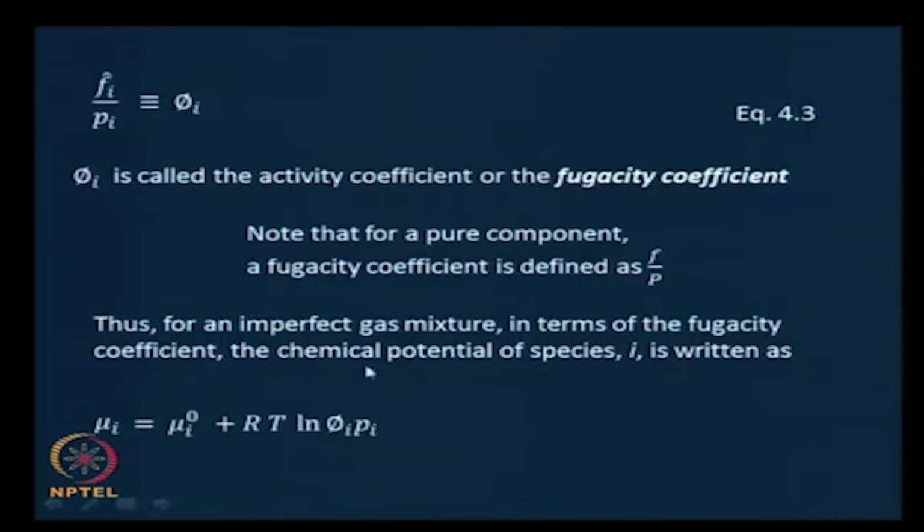For an imperfect gas mixture, based on these definitions, you could write mu i equals mu i naught plus RT ln phi Pi, which, if you expand Pi in terms of P and yi, gives mu i naught plus RT ln phi P yi.